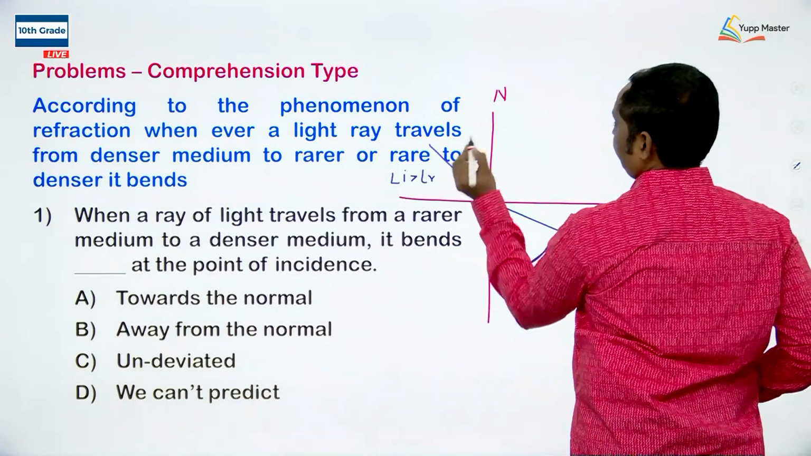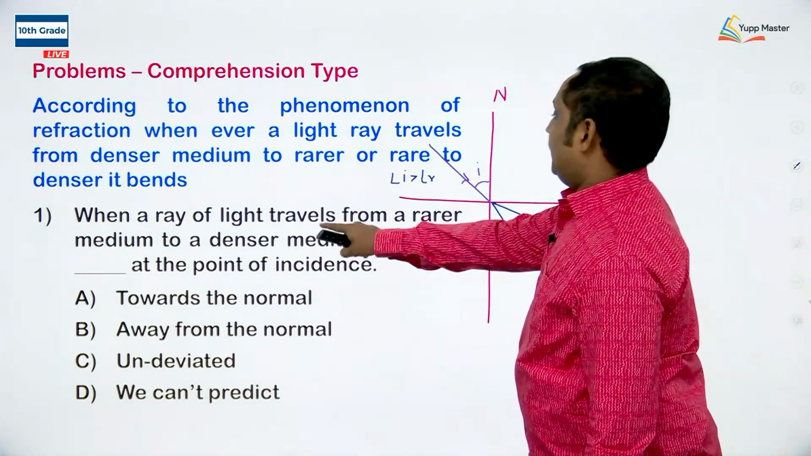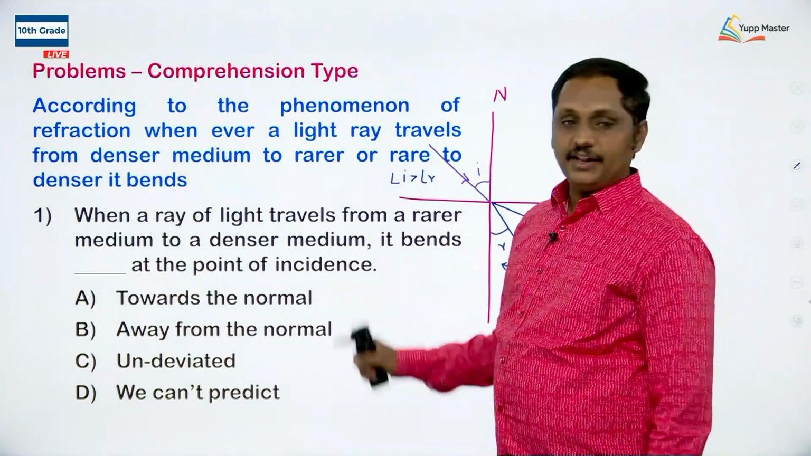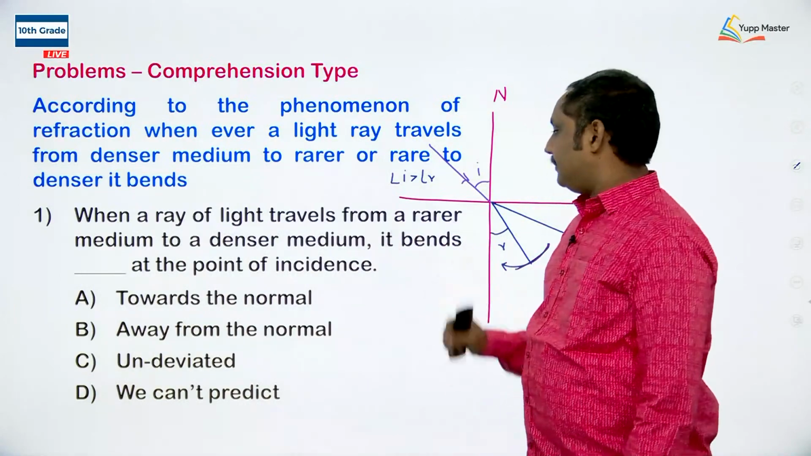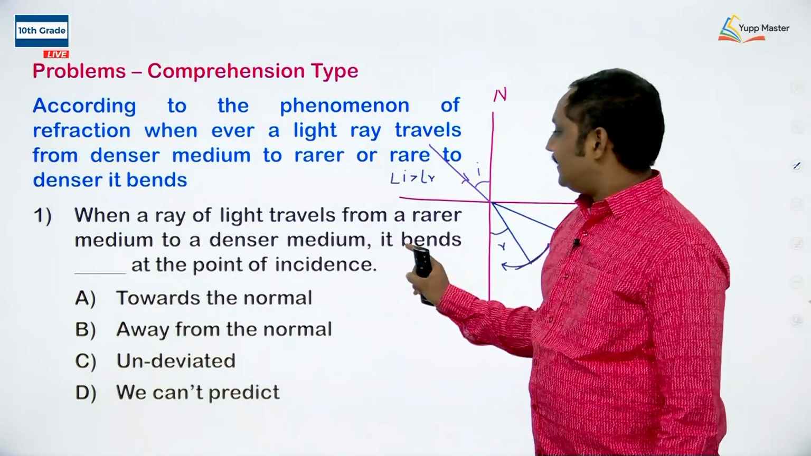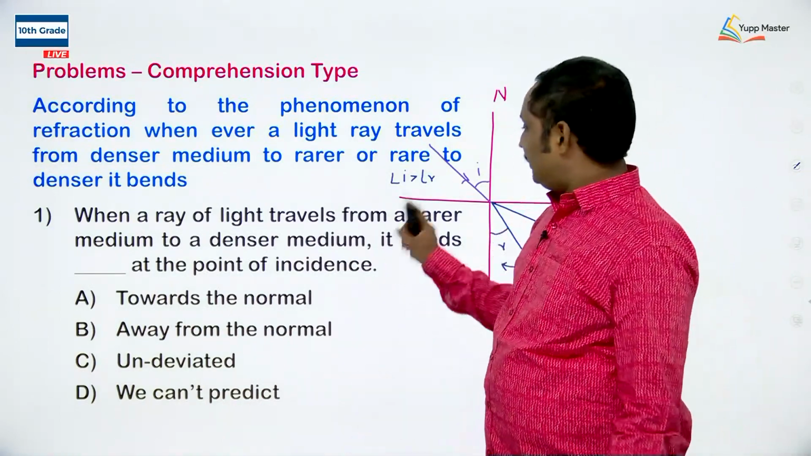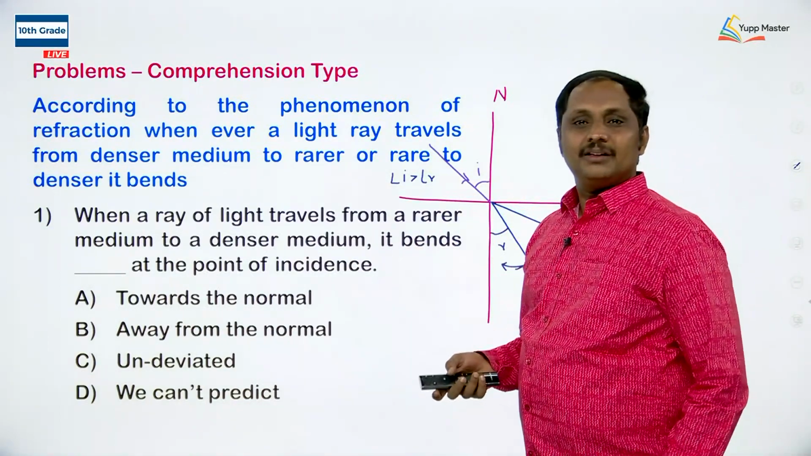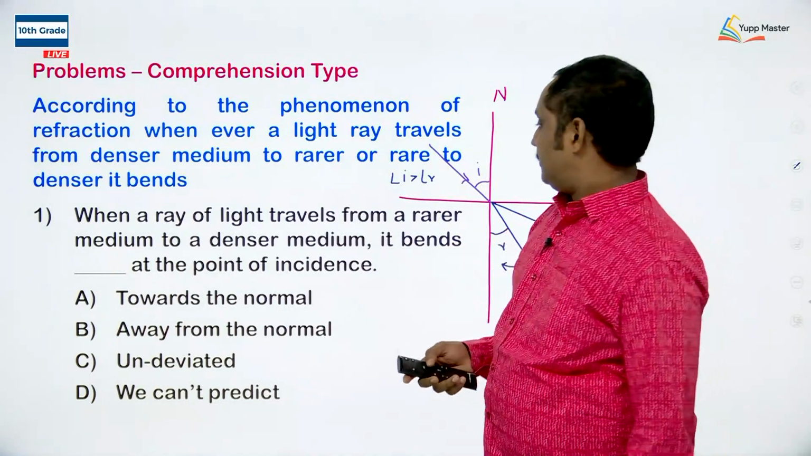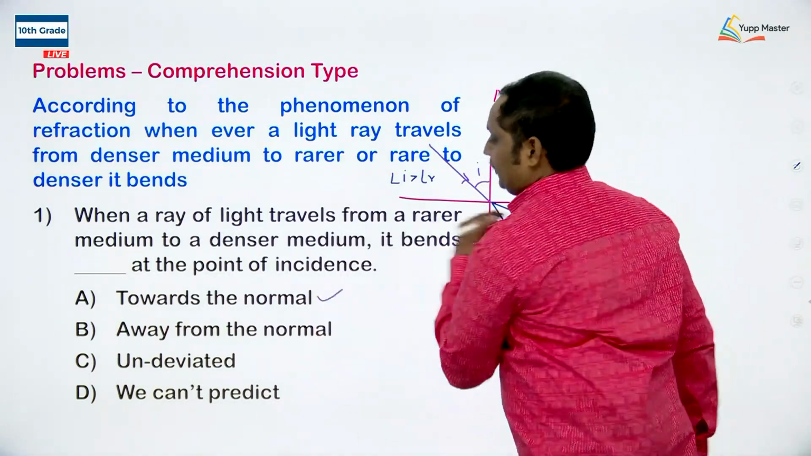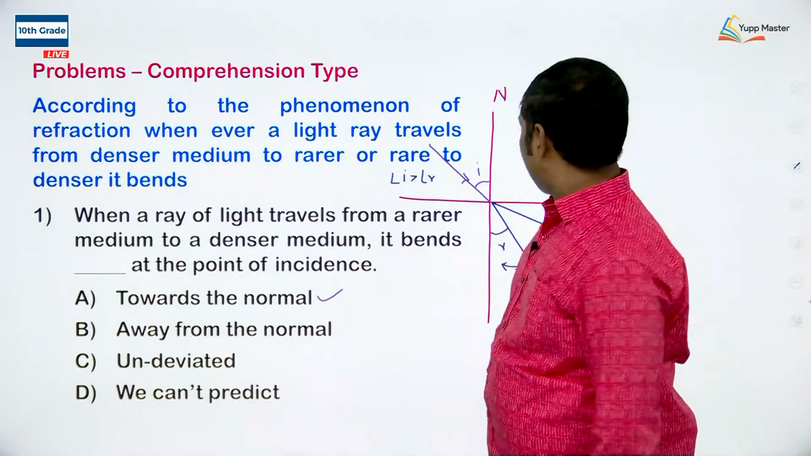A light ray travels from a rarer medium to a denser medium. It bends at the point of incidence towards the normal. This is the correct answer. This is very clear. Now, you have to take another problem.